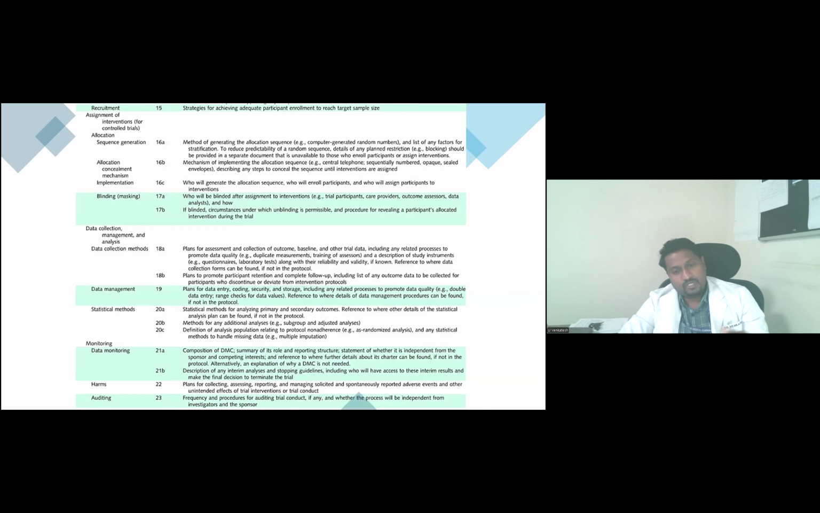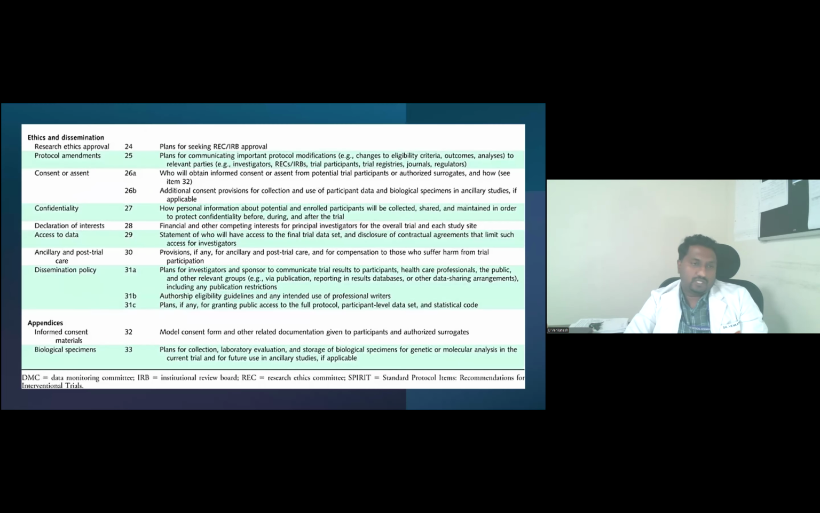Then some of the monitoring points, quality checks, and all other statements should be there in the protocol. Then the ethics and dissemination: it includes the ethical statement, protocol amendments, consent, confidentiality, access to the data, all those things to be there, including the questionnaire. If you are collecting biological specimens, those plans should be there in the protocol. Or this is how your protocol will be reviewed if you are publishing the protocol. It is followed by many of the funding agencies also.